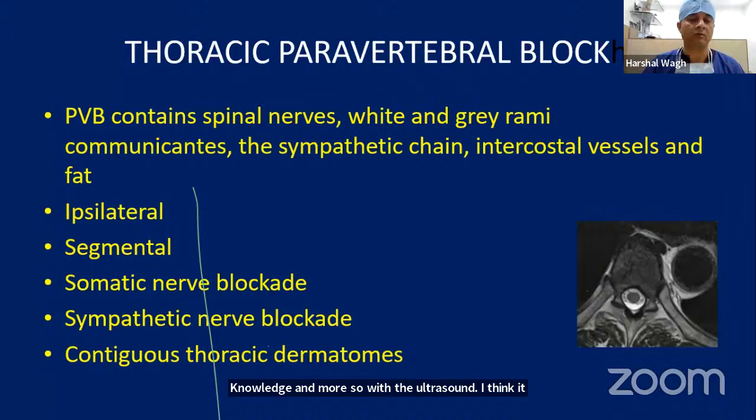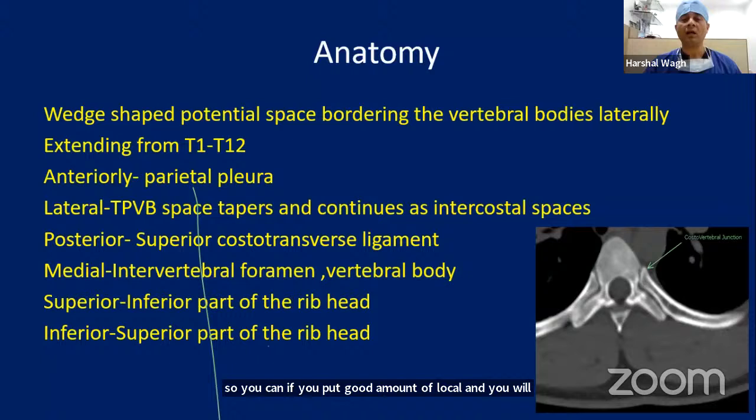It contains spinal nerves, white and gray rami. It communicates with the sympathetic chain. It gives you a great ipsilateral, segmental, somatic, sympathetic nerve block, and the thoracic dermatomes are continuous. So if you put a good amount of local anesthetic, you will realize that it spreads up and down. How much it spreads is a matter of debate, and I got a video to show how that works.